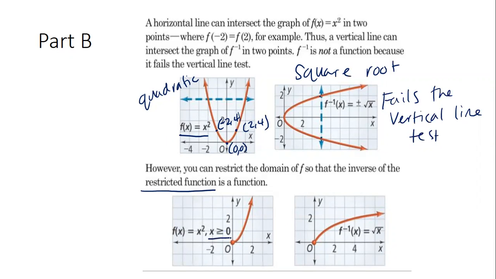So my restriction here is x is greater than or equal to 0. And when I say I'm only going to use x greater than or equal to 0, look at this. I now am functioning. I now pass the vertical line test. So this is the square root function. Okay, it's a healthy relation.